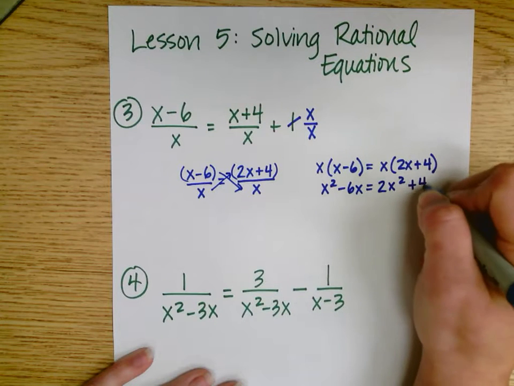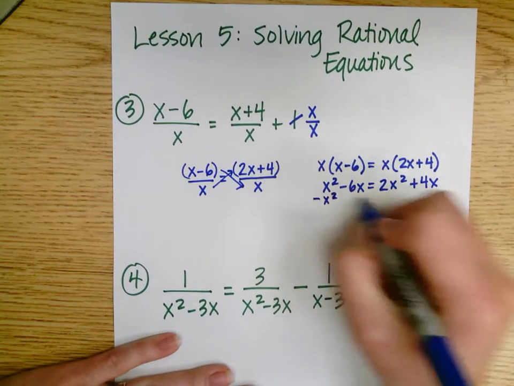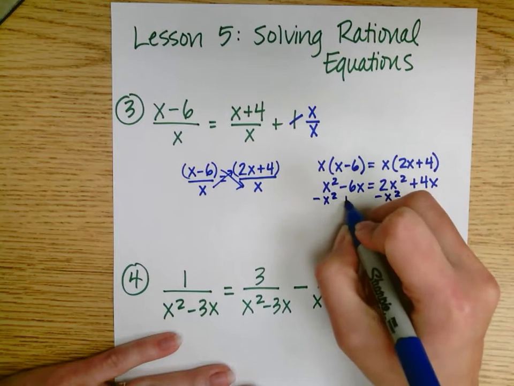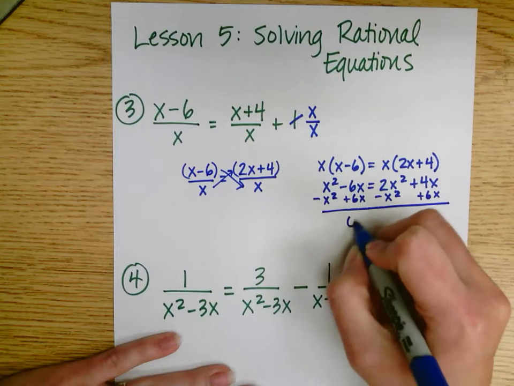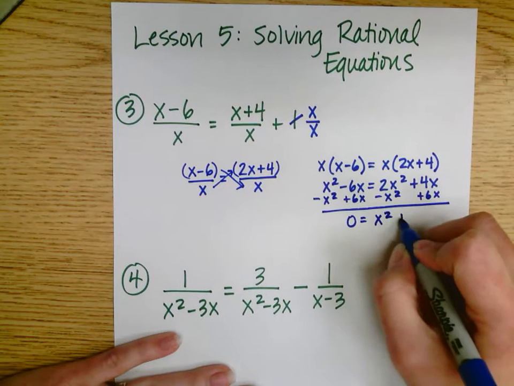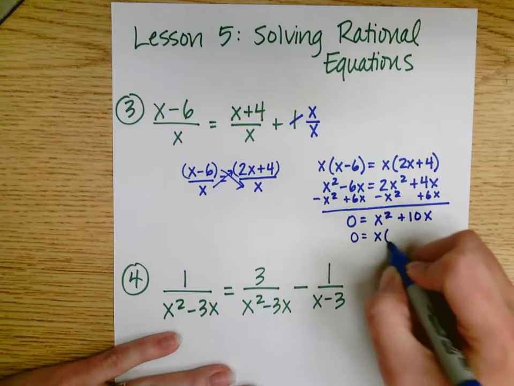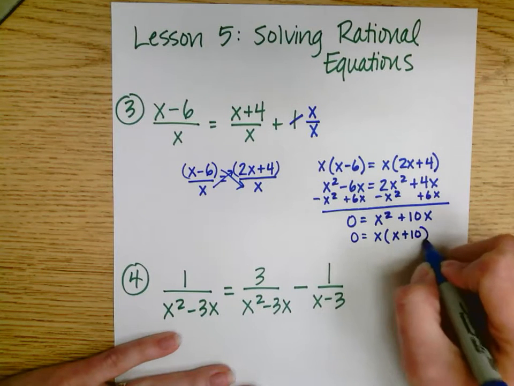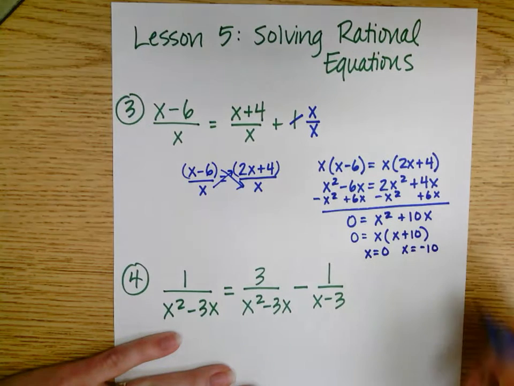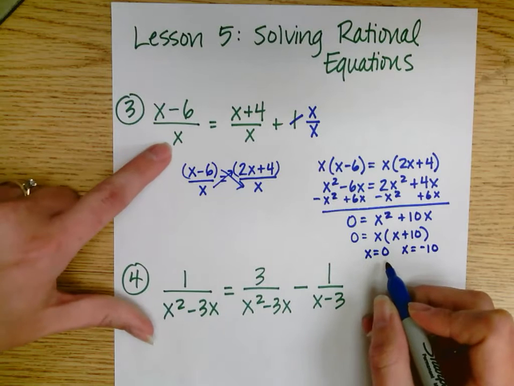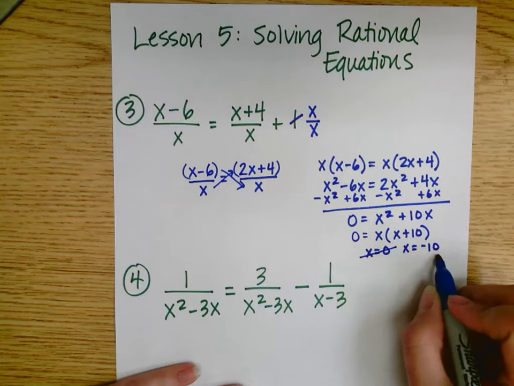Plus 4x. And then I need to get everything to the same side, so subtract x squared and add 6x. So I get 0 equals x squared plus 10x, and then I'll do my greatest common factor of x. Alright, x equals 0 and x equals negative 10. Can't be x equals 0, right? So we'll throw that one out. x equals negative 10 should work.